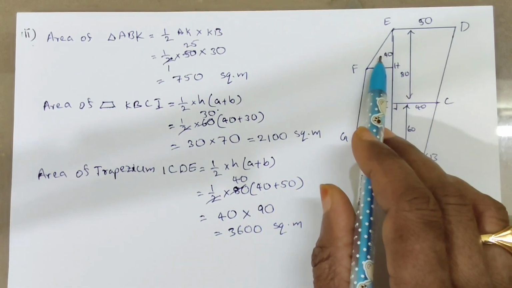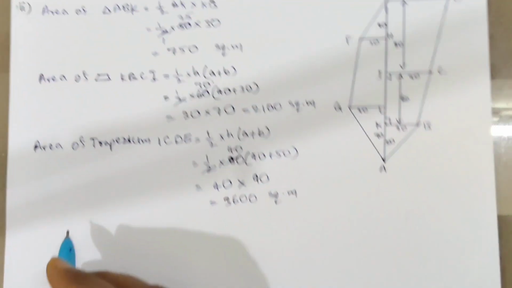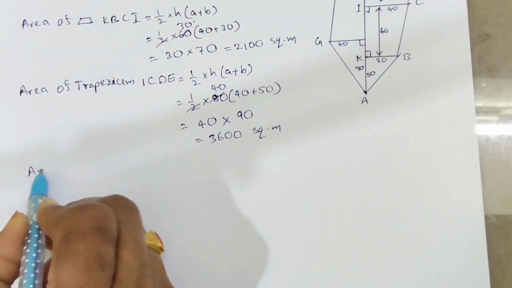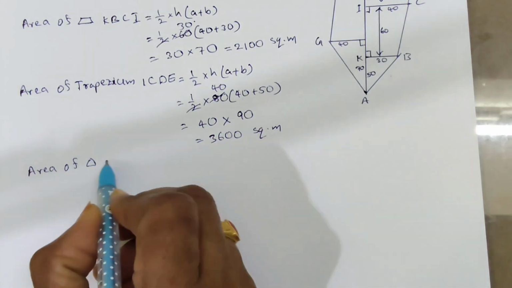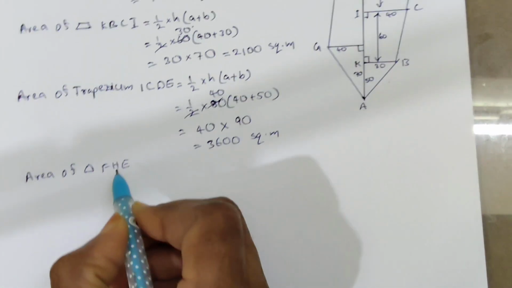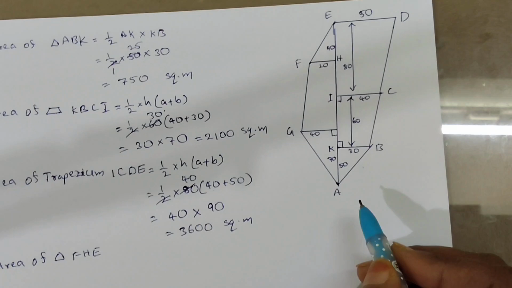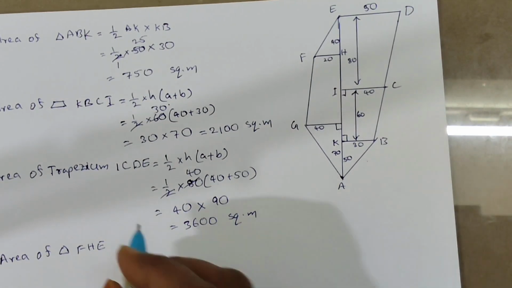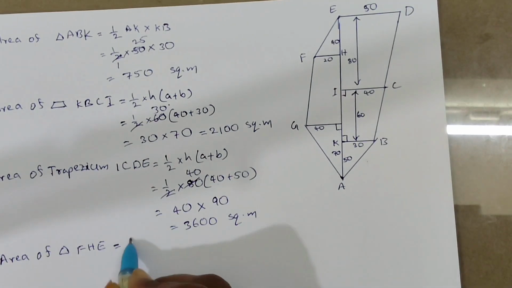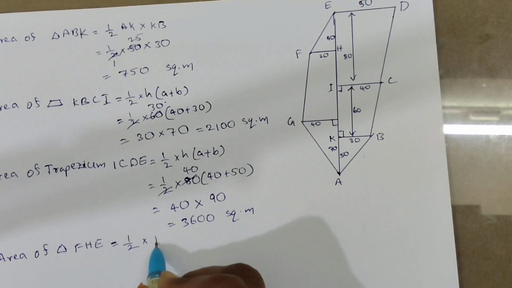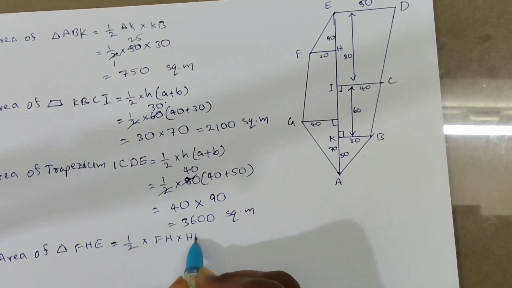Now we find this triangle area FHE. Area of triangle FHE is 1 by 2 into FH into HE.